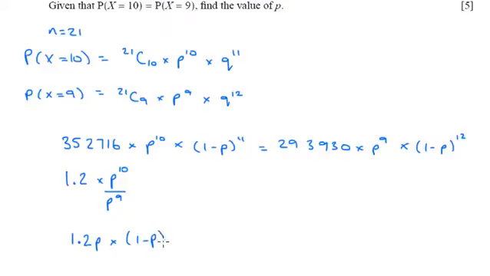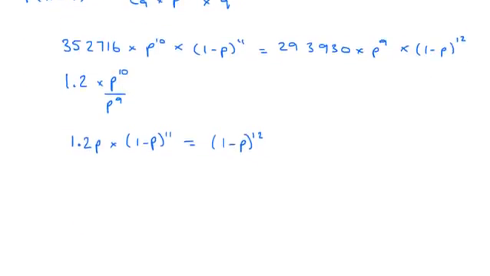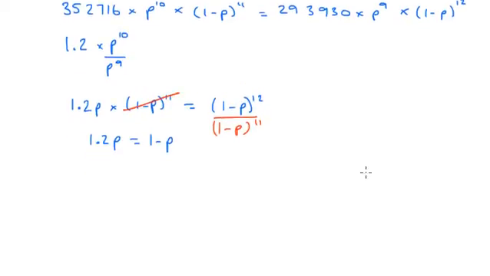And that's as much as I'm going to do for now. And then I'll talk you through the next bit. Because what I'm going to do next is divide by the left-hand side bracket to keep the powers positive. So if I now divide by 1 minus p to the power of 11, it's going to disappear from here. It's going to reappear down here, and because they again differ by a power of 1, we're going to end up with 1 minus p on this side. So we've got 1.2p equals 1 minus p.